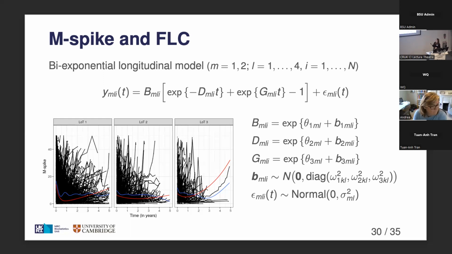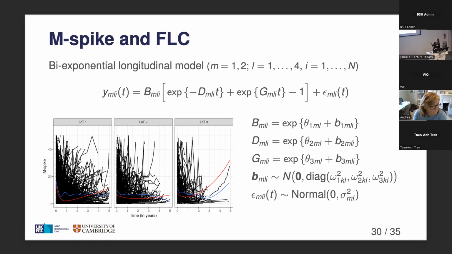And so in the model Danilo's fitted, these are all treated as random effects. So there's an individual specific baseline, decline, and growth. And I should say here, the index M reflects the biomarker, so that's M spike or FLC, and L is the line of therapy that you're in. So we're fitting a different longitudinal model to each line of therapy.